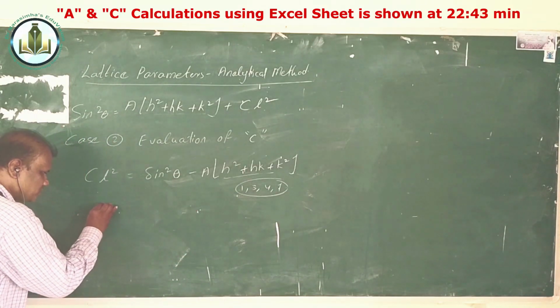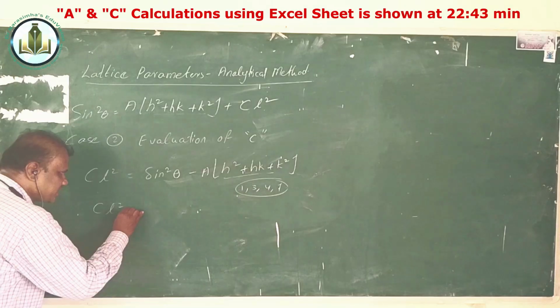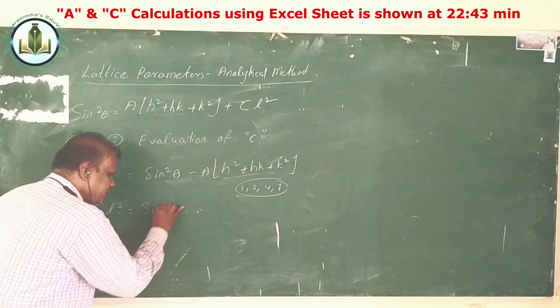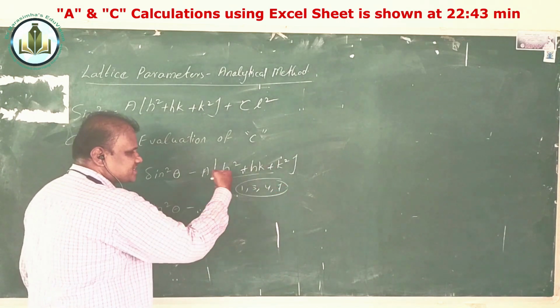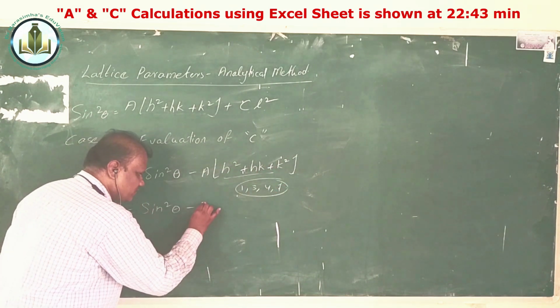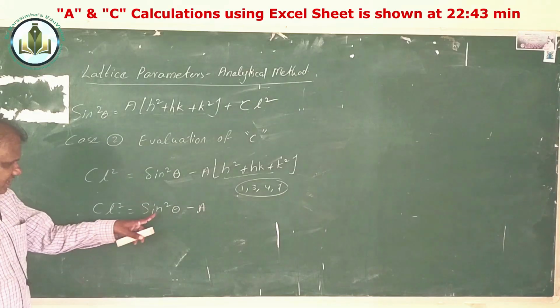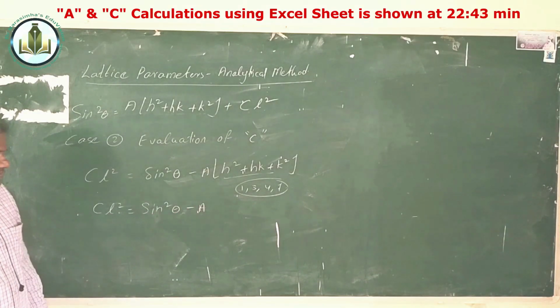Therefore, from this equation you can write CL square equal to sine square theta minus A times this term; suppose this term becomes equal to 1, therefore CL square can be written as sine square theta minus A.